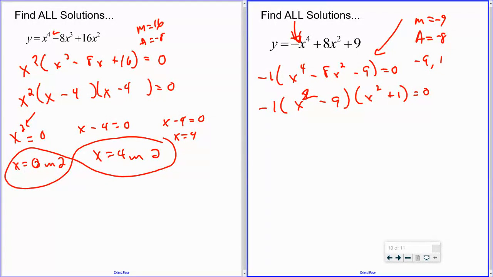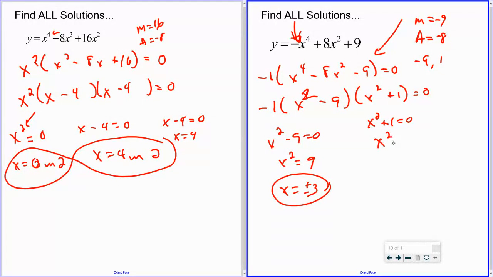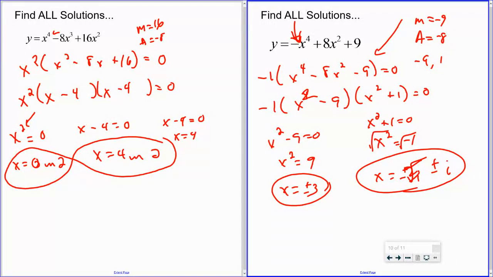I'm expecting 4 answers. I don't set this equal to 0 because there's a 1 and not an x. So this one, let's just finish this off. And this one, x squared is equal to negative 1. x is equal to plus or minus square root. Actually, x equals plus or minus i. There we go.